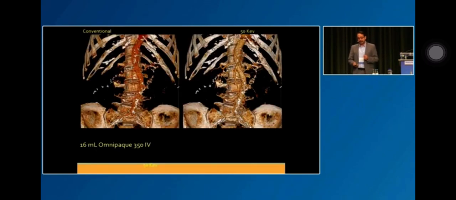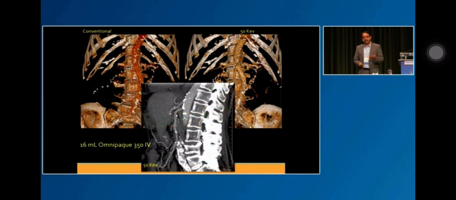We can use spectral CT to reduce contrast dose because the lower keV images significantly increase the attenuation of iodine. So we can do a CTA of the abdomen and pelvis with 16 ml. Dr. Dueck showed some really good cases and applications of this. On the low keV images, you see perfect enhancement of the vascular bed.